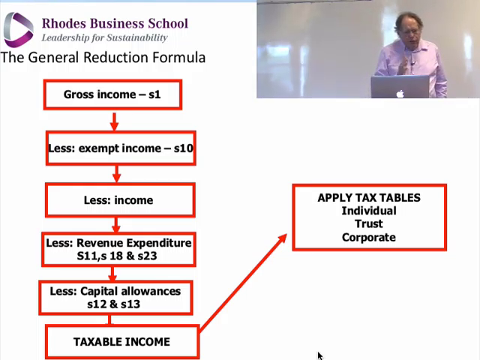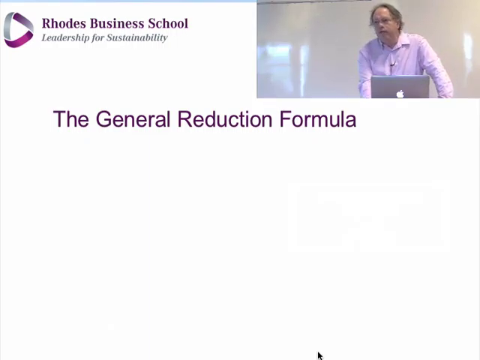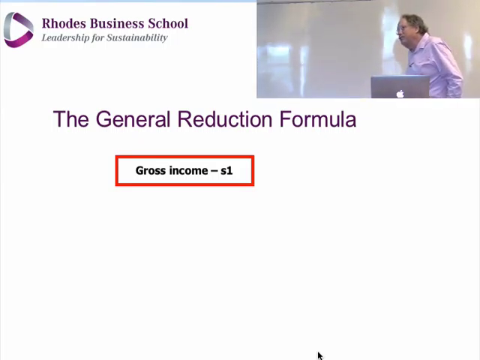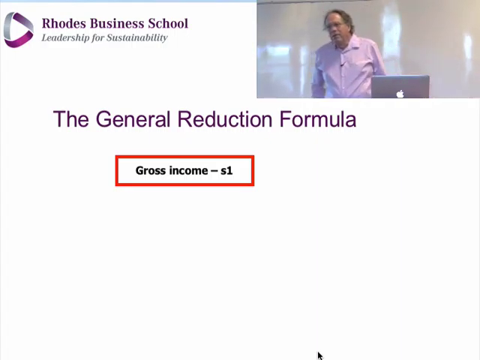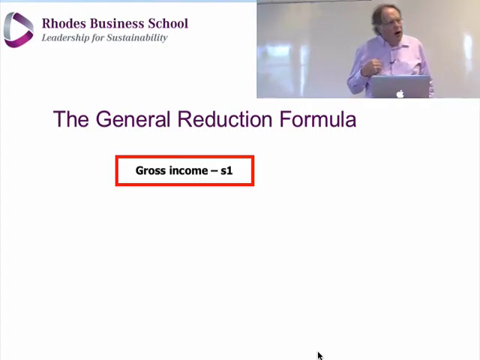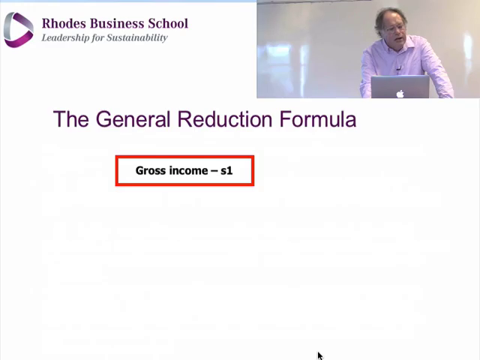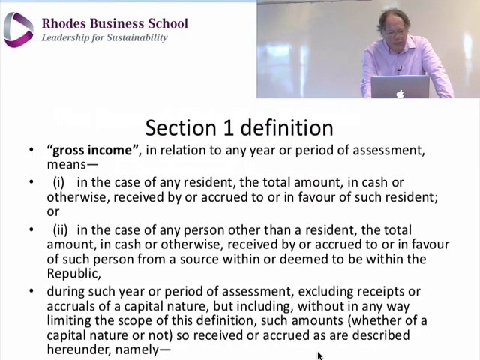So, that's the formula, and what we have to start off with is, what are you taxable on in South Africa? Now, this is where you thank your lucky stars that you're not a tax student, because I'm just going to show you what tax students are up against. We have the gross income formula, which you pick up in section 1 of the Act. It says, in the case of any resident, the total amount in cash or otherwise received by or accrued to or in favour of such resident. The total amount. Now you take that one sentence and then more litigation over.